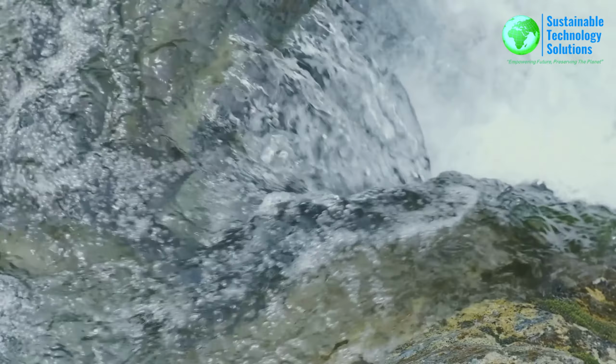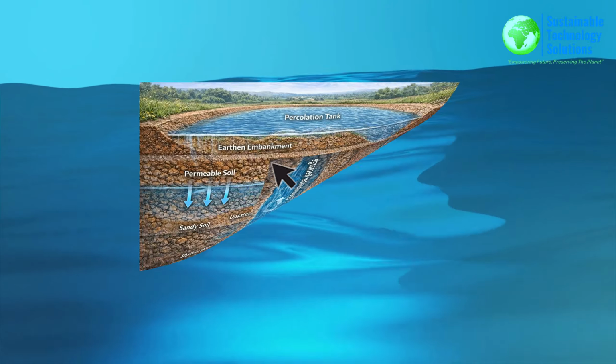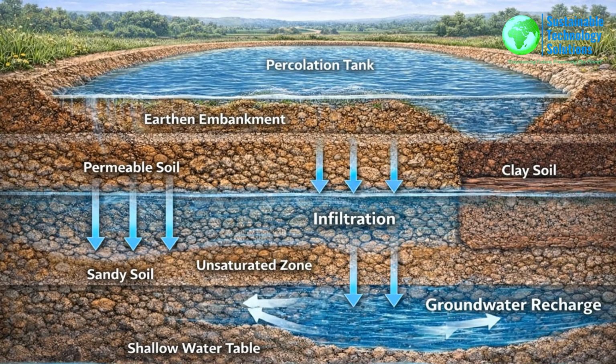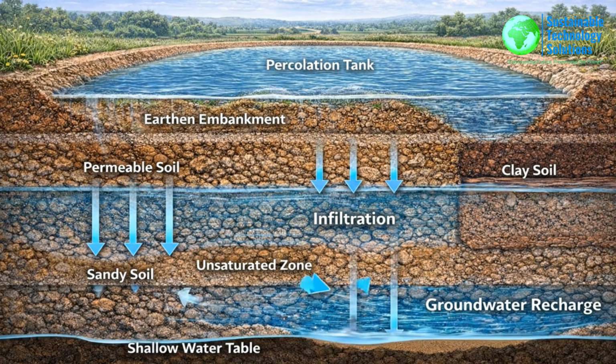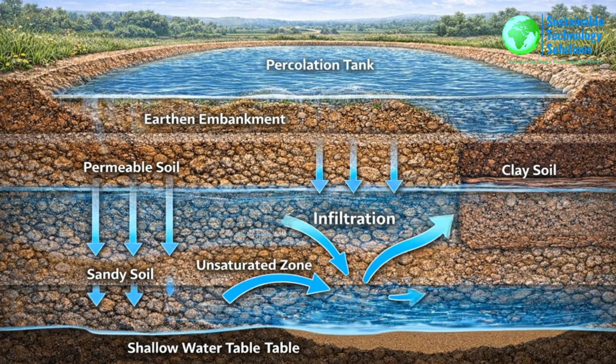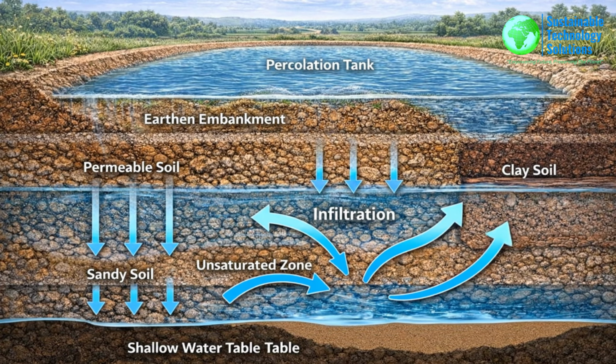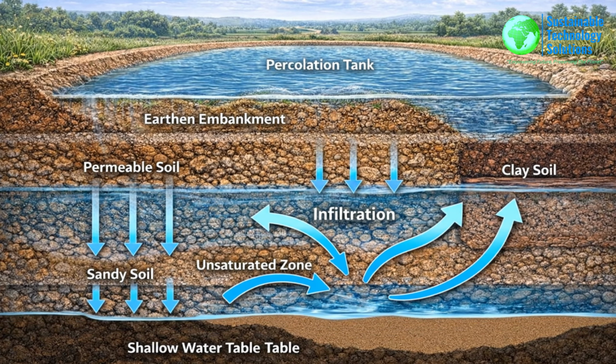Percolating water descends until it reaches the water table, the boundary above the saturated zone, where pores and fractures are completely filled with water. At this point, water joins the groundwater system, completing recharge and nudging the water table upward.